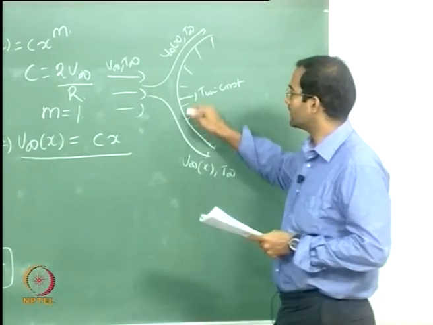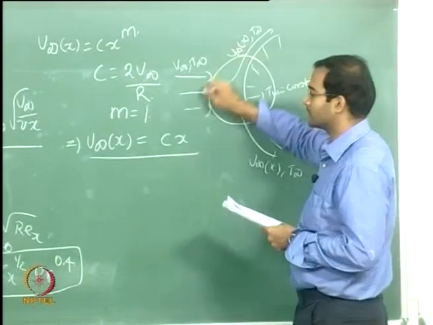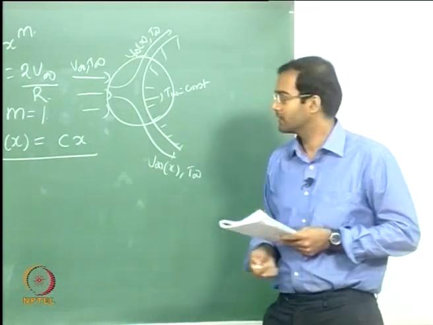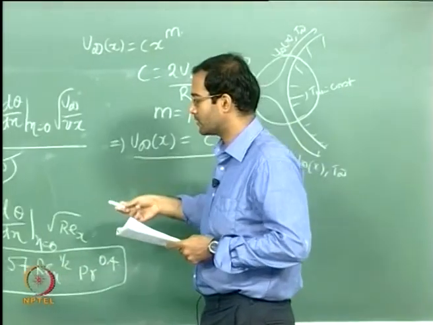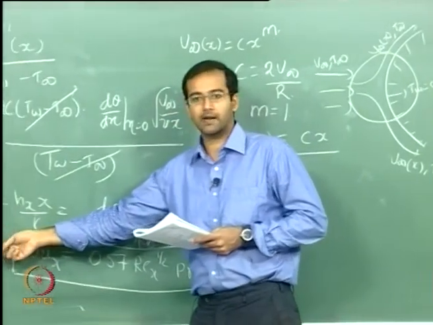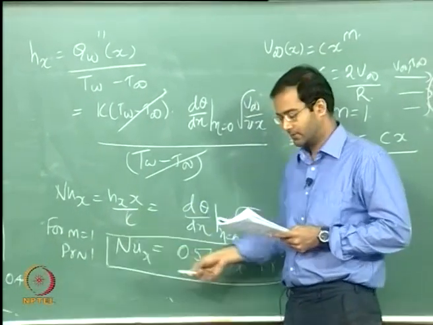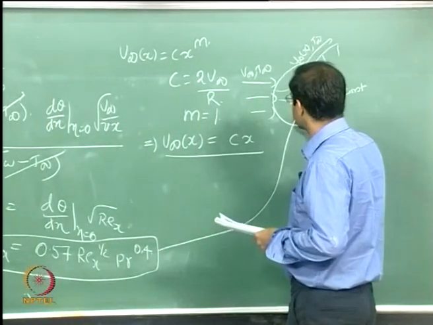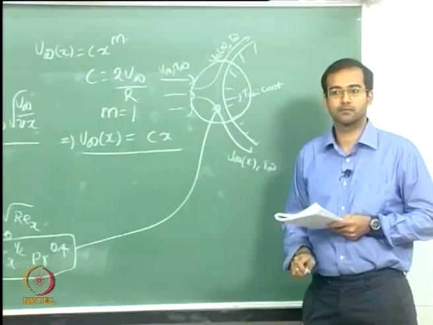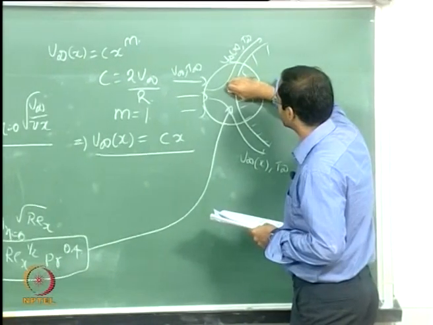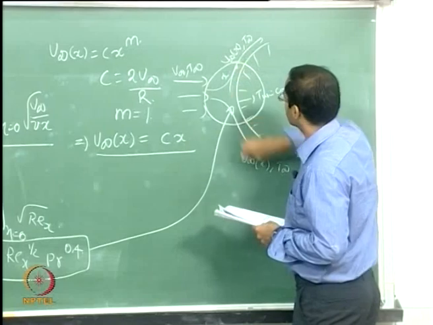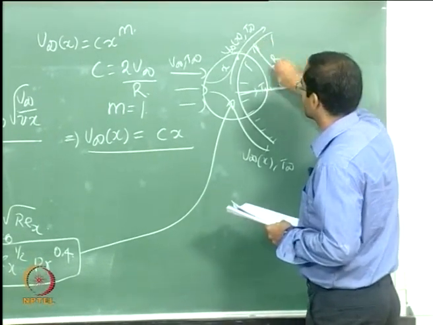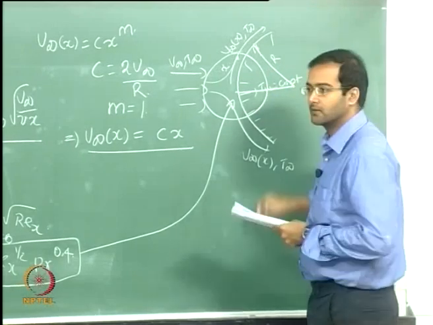If you are interested in the stagnation region for the cylinder, what is the variation in the Nusselt number? As we already showed, you can describe that by the stagnation flow m equal to 1. The same correlation will apply for this region as well. Now x is defined in this particular manner, where this is your r, this is your origin.